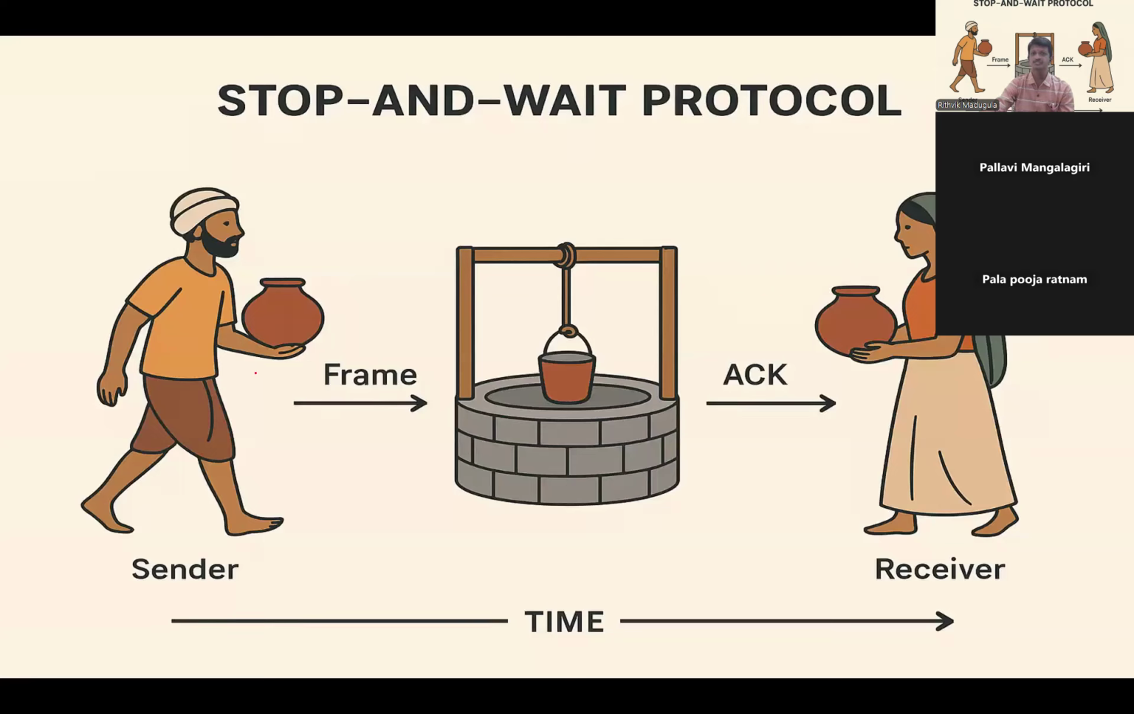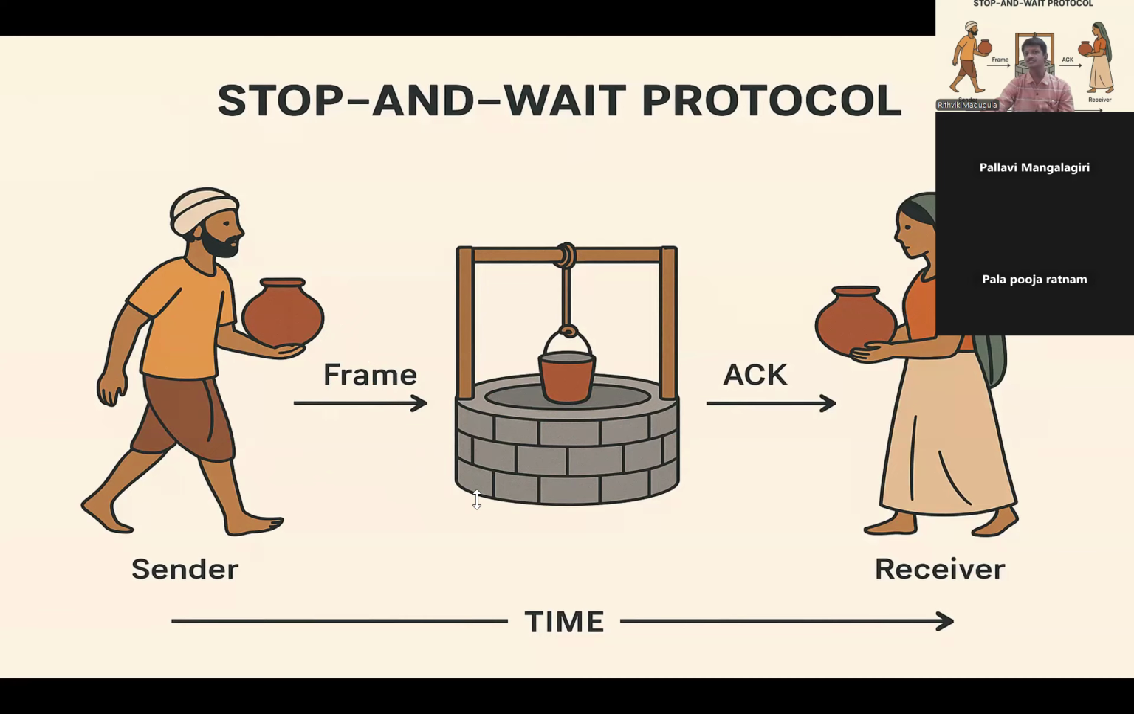Let us just imagine this is the frame. He is going to carry the pot, which is like the frame, and dig the water. Water is put in this particular frame. Now he is going to send it to the receiver. Until the receiver sends an acknowledgement to the sender, the sender will not be able to send the next frames.